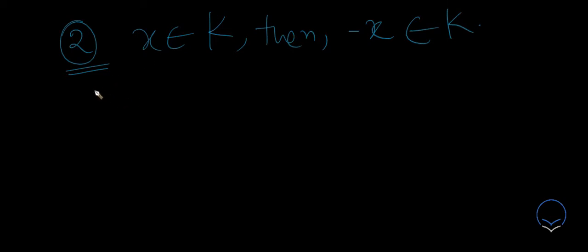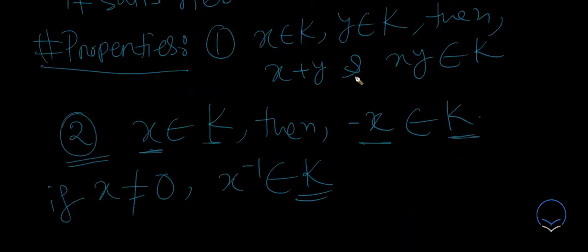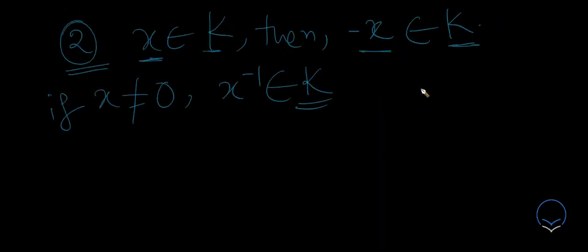And if X is not equal to 0, X inverse, that is 1 over X, will exist and it will also belong to K. So this property tells us that if X belongs to K, then minus X also belongs to K. If these two things are true, and from the previous property, if X and Y belong to K, then X plus Y will also belong to K and X times Y will also belong to K.